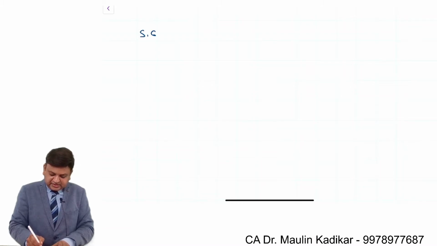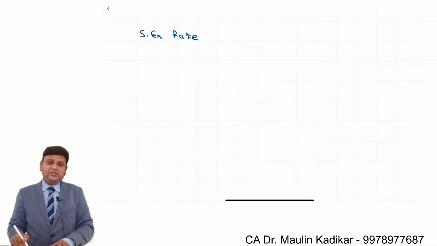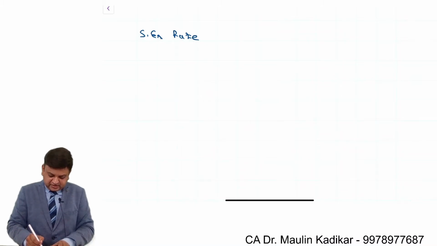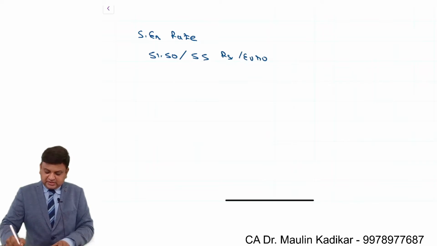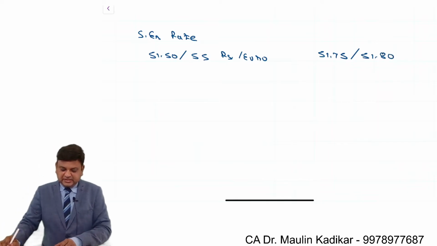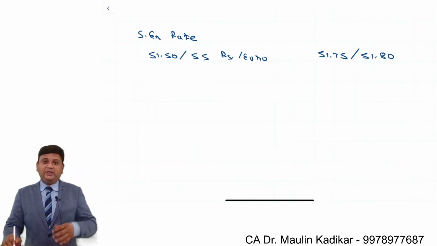As far as the spot exchange rate is concerned, in the first part of the question, the spot exchange rate is given to us as 51.50 slash 51.55 rupees per euro. While in the second part of the question, the spot exchange rate is 51.75 slash 51.80 rupees per euro. That is the way the spot exchange rates have been provided to us.